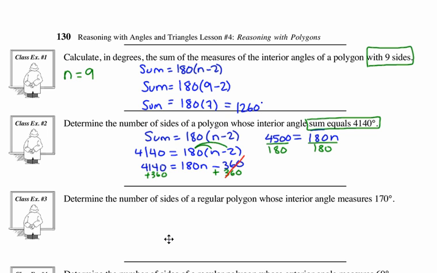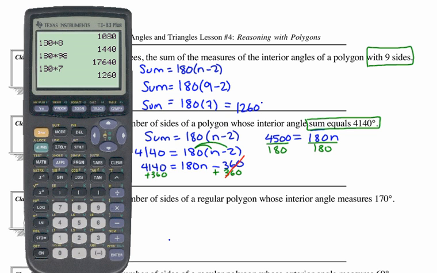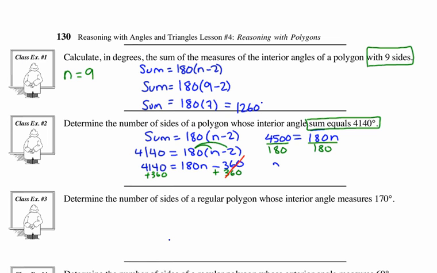Let's see, where's our calculator? 4,500 divided by 180 gives me 25. Now, if you get a decimal, did you make a mistake? And the answer is yes, because we're looking for the number of sides. And the number of sides is always going to be a natural number, right? Natural numbers are counting numbers. You can't have a decimal. So n, you have 25 sides. And there's our solution. So let's look at the next one.